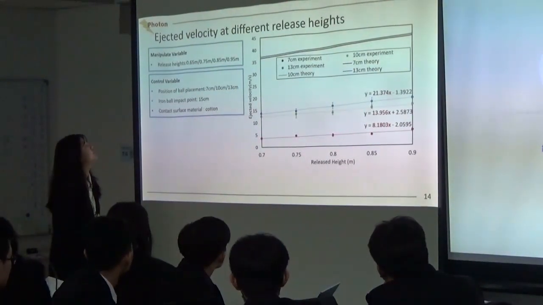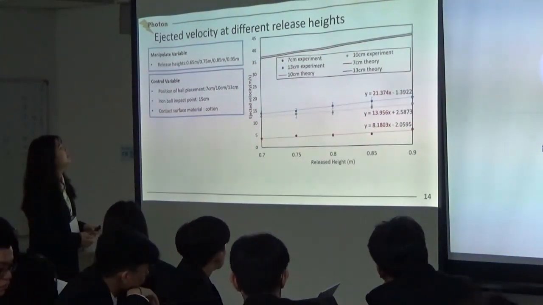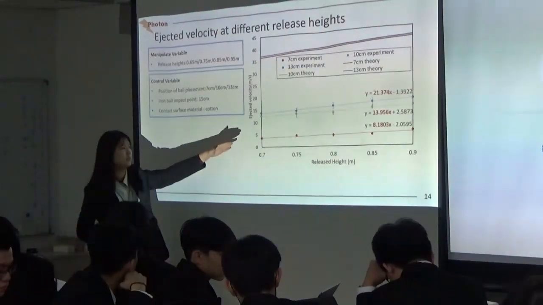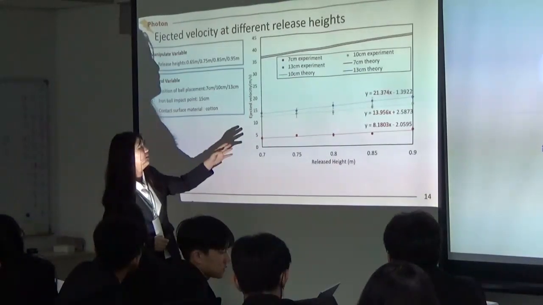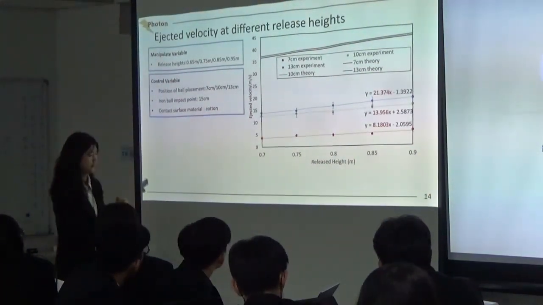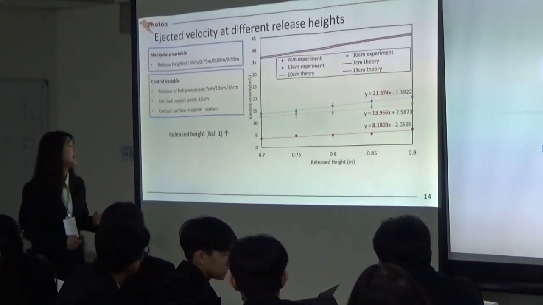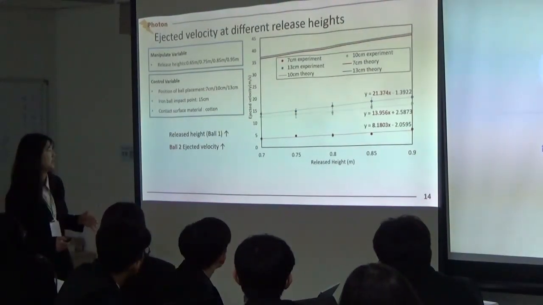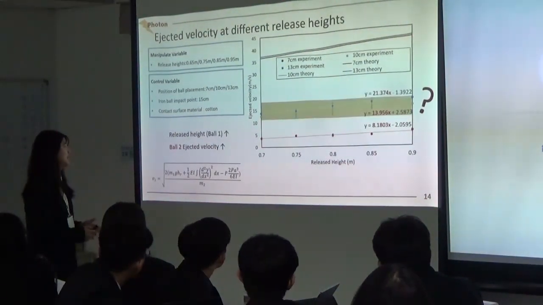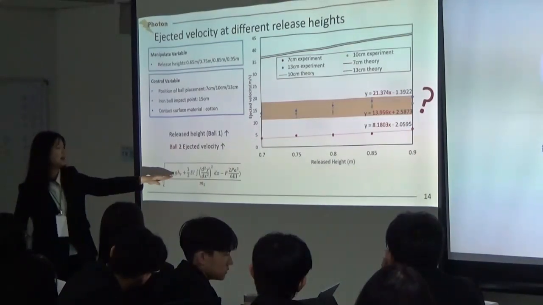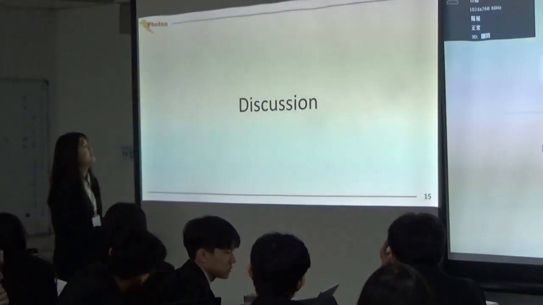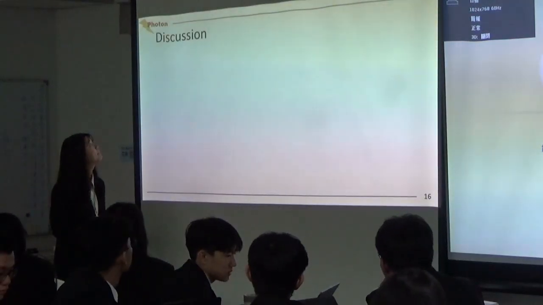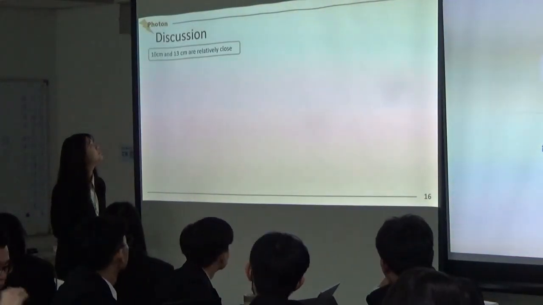And second is the release height, and there is our experiment data. We can find that when the release height increases, the ejecting velocity of ball one will increase. That is because when we increase the height, the velocity will increase. Then we connect it with our theory. And about the discussion.